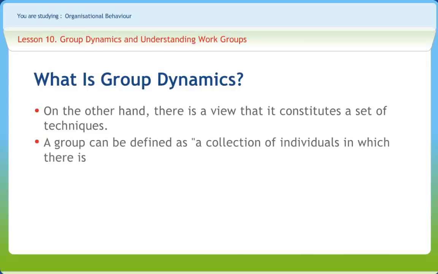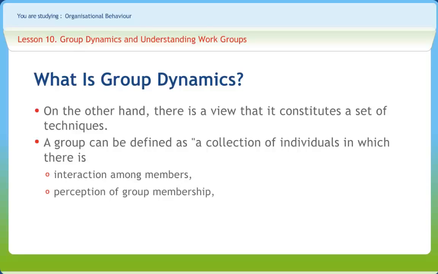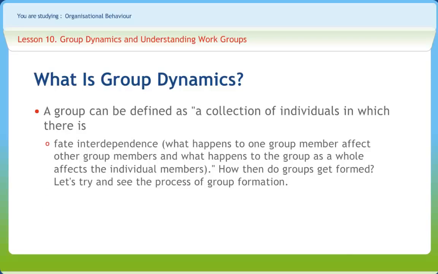A group can be defined as a collection of individuals in which there is interaction among members, perceptions of group membership, shared norms and values, and fate interdependence. How then do groups get formed? Let us try and see the process of group formation.